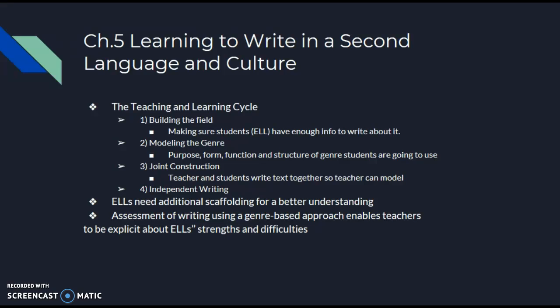Next is the joint construction, where the teacher and students write text together so the teacher can model that type of writing. And then, of course, followed by the independent writing, where the students have the tools to write on their own. And, of course, in this scenario, English language learners will need additional scaffolding for a better, complete understanding.